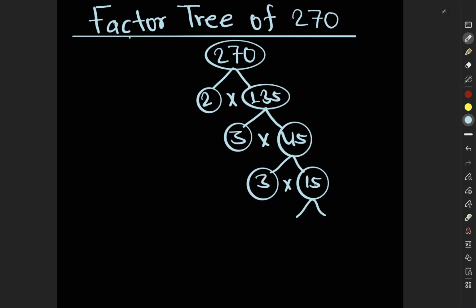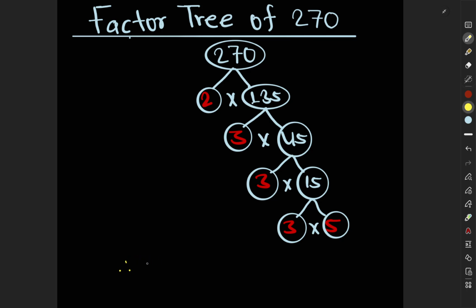Now 15 can be written as 3 times 5. 3 times 5 means 15. So now we select the prime numbers in all these numbers. So prime numbers are 2, 3, 3, 3 and 5.